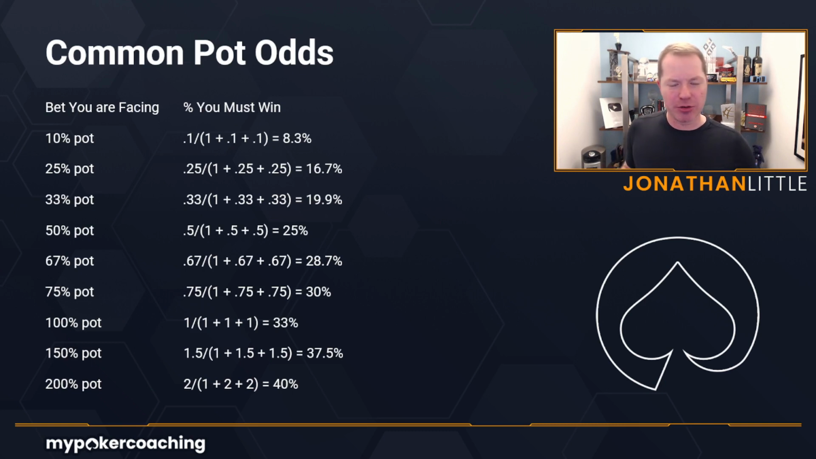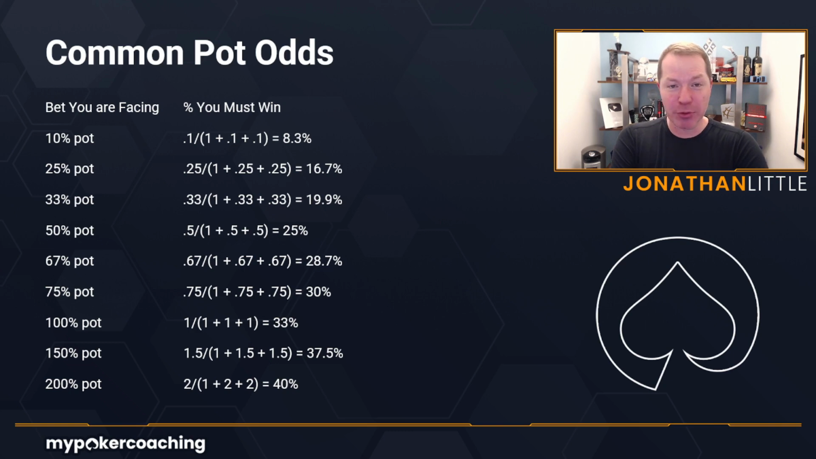Here are some common pot odds. I would definitely recommend you, to some extent, commit these to memory, or at least commit to memory the concepts that come from these very common pot odds. If you're facing a tiny bet of 10% pot, which is actually what a lot of the best players use in situations where they are heavily favored, you only need to win 8.3% of the time.